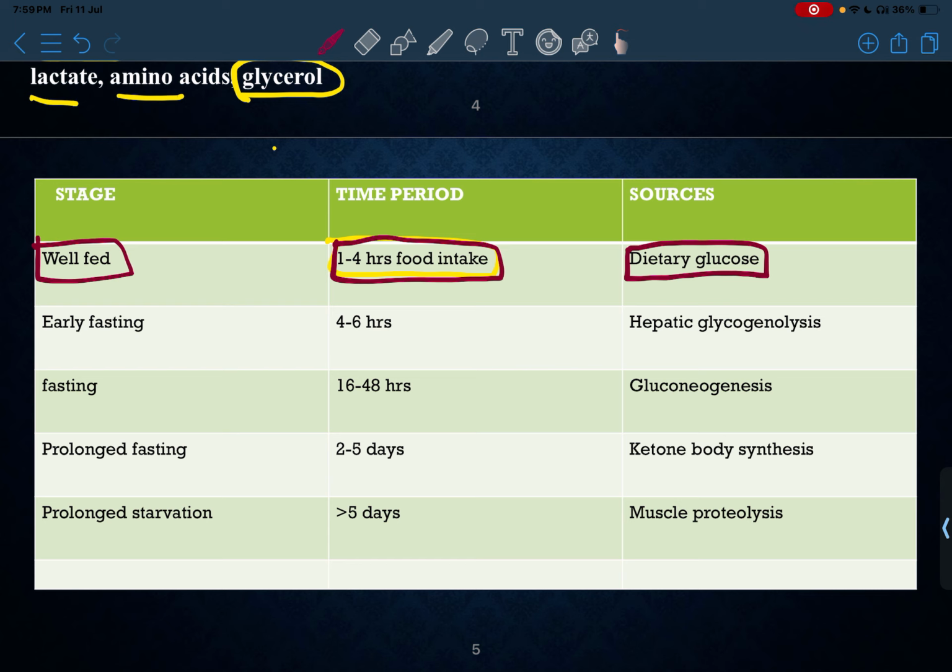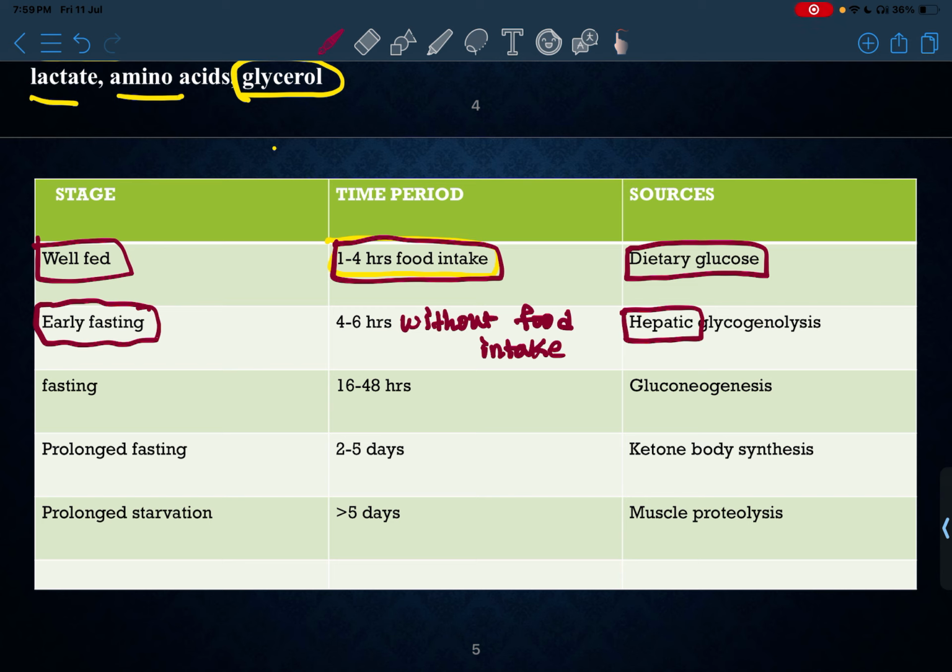Next is the early fasting stage. The early fasting stage is 4 to 16 hours without food intake. In this stage, our hepatic glycogen is converted to glucose by glycogenolysis. I have already told you why the hepatic glycogen and not the muscle glycogen, in the previous slide.